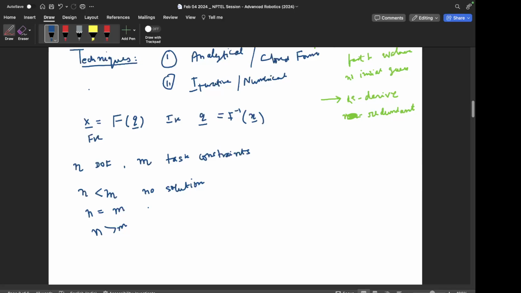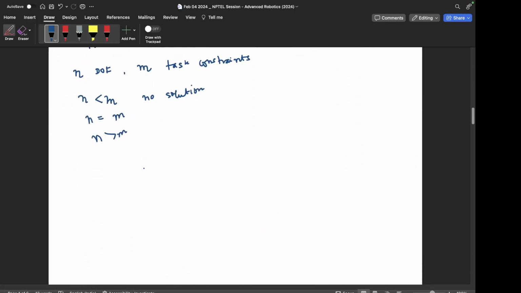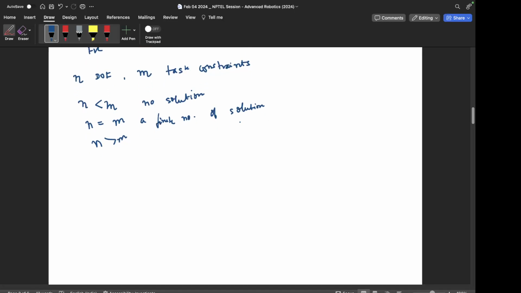The second case is when the degrees of freedom is equal to the task constraints. That is the case that we usually see, where there are specified coordinates x and y for the end effector, and there are two joint angles, that is, 2 degrees of freedom. So in this case, there is a finite number of solutions. Note that I'm saying a finite number of solutions, not one solution, because as you will see very soon, there can be multiple solutions, but the solutions will be finite.